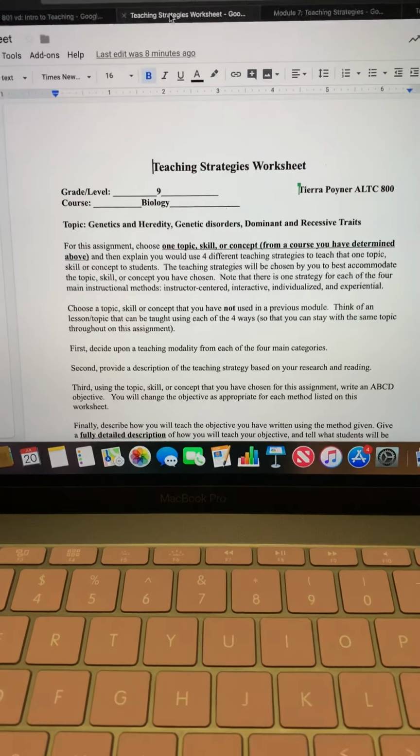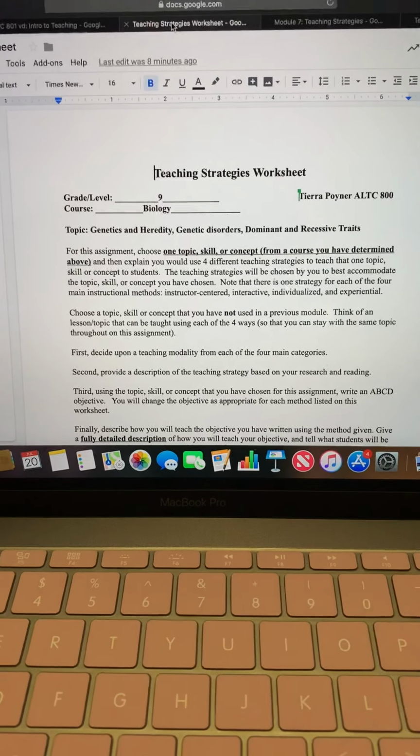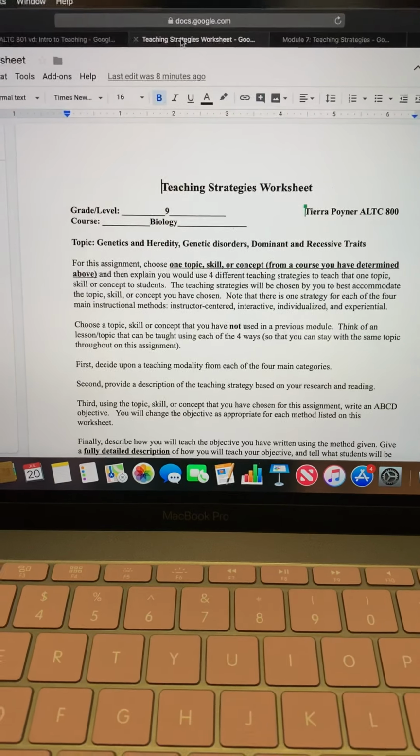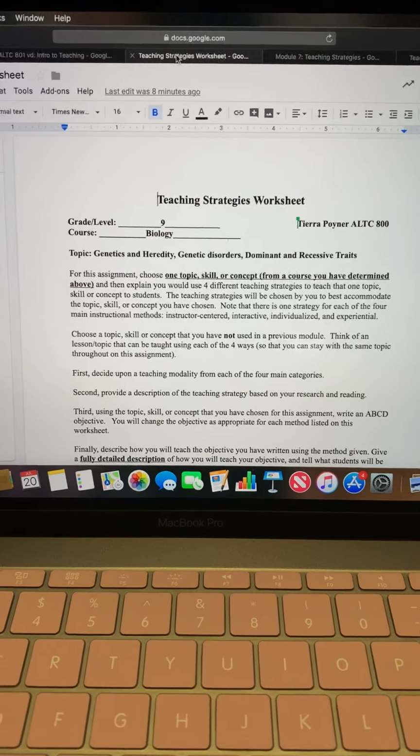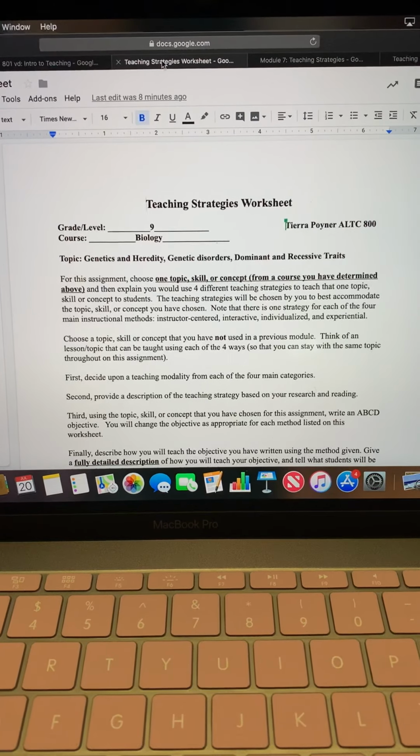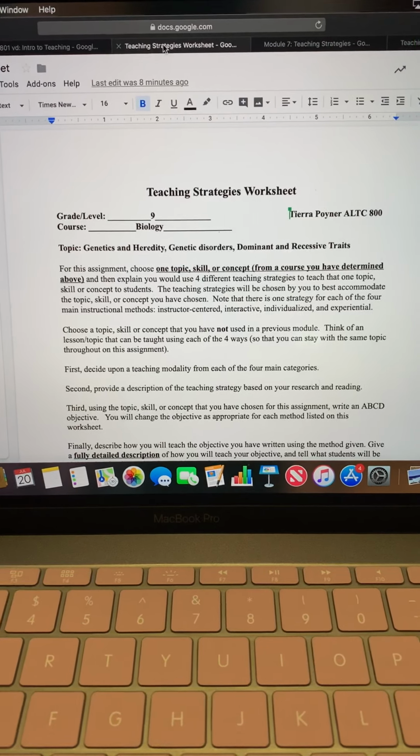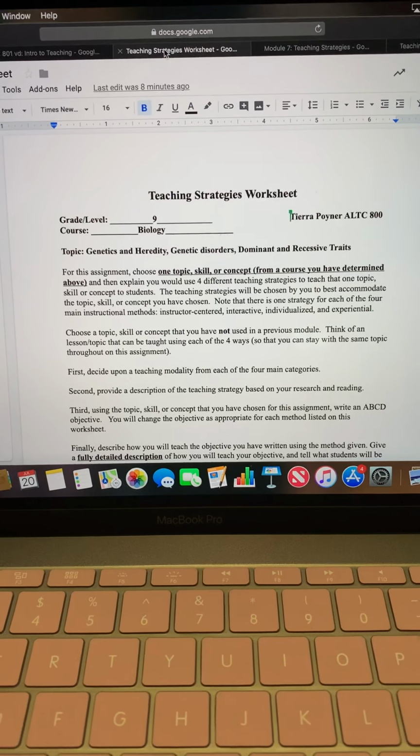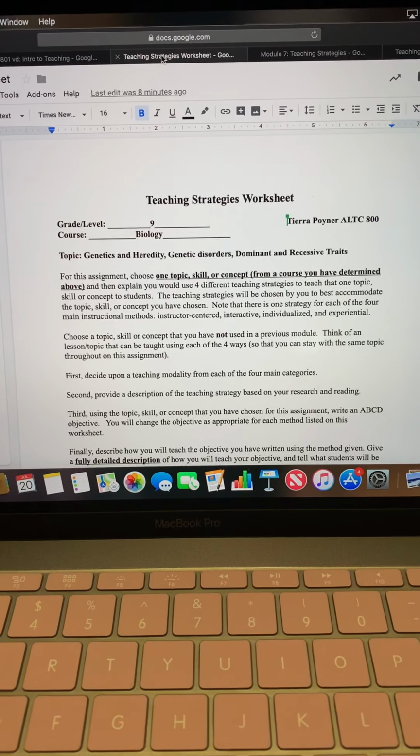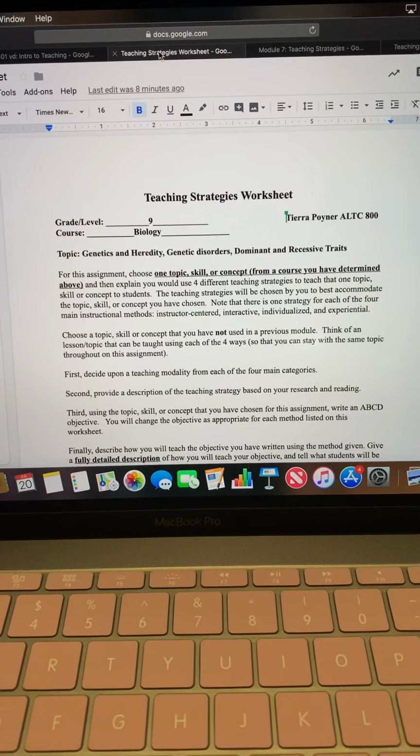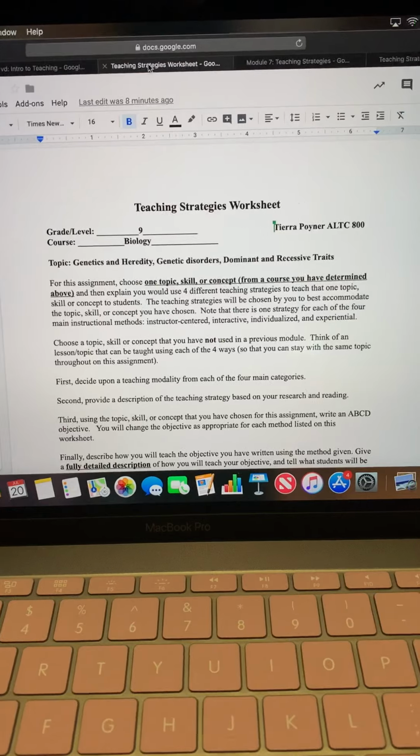Hi everybody! So for my teaching strategies worksheet, I chose to do my 9th grade biology class, and the topic I picked was genetics and heredity, genetic disorders, and dominant recessive traits. I feel like these all intertwine together, and you can't really talk about genetics and heredity without talking about the genetic mutations and dominant recessive traits, why some traits show, why some don't. So I just thought they all kind of went together.